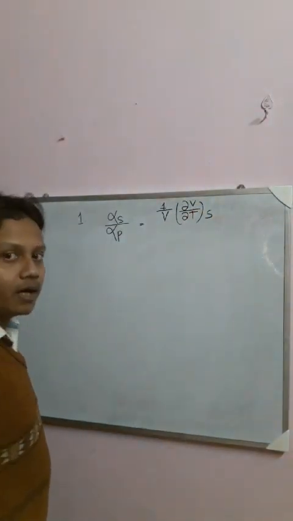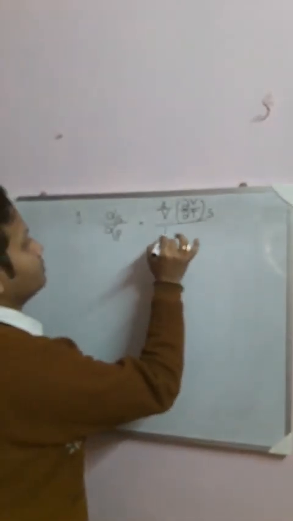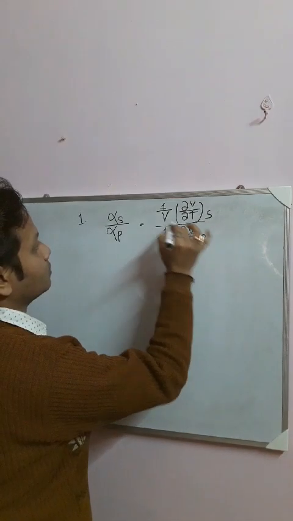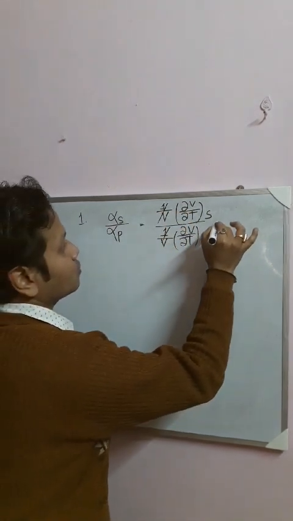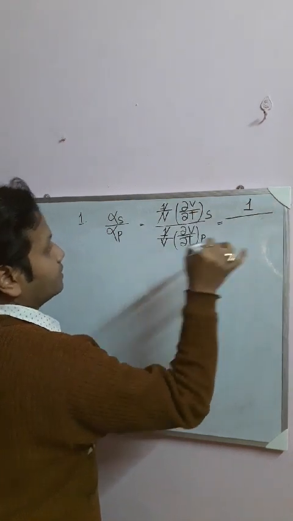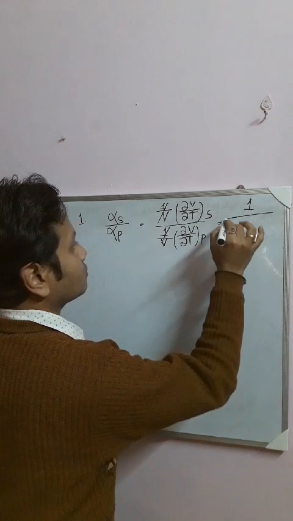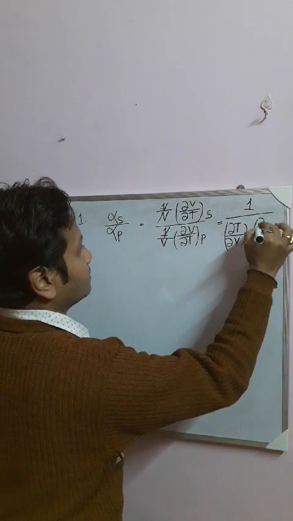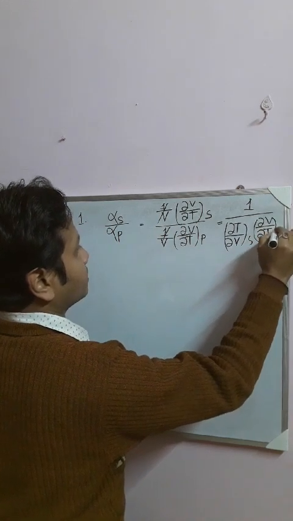We all know what is alpha s. We all know 1 by V del V del T, S constant, the increase in volume per unit rise in temperature. And since there is an S, we put a subscript S. And what is alpha p? That is similarly 1 by V del V del T, pressure constant. So this cancels. So what we get? If we take it in the denominator, this becomes del T del V S, and this is del T pressure constant.